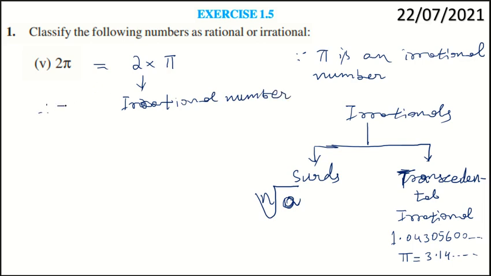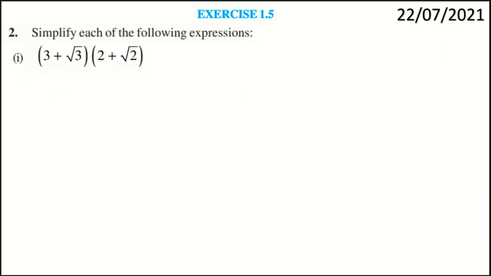So 2 pi is an irrational number. Okay, it's a one way transcendental irrational number. Then moving on to question number 2. In question number 2, we are asked to simplify the given expressions, or given operations between irrational numbers. In particular, you are going to have operations between square roots of numbers. We have learnt identities related to square roots. Using them we will do it.